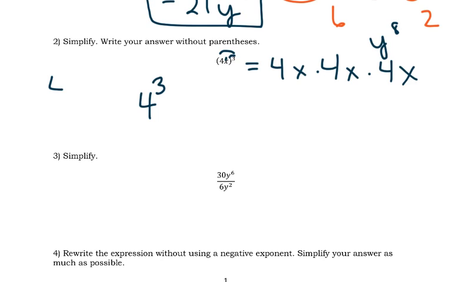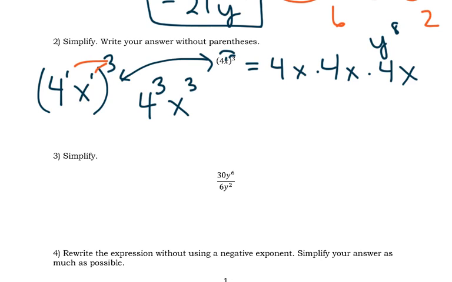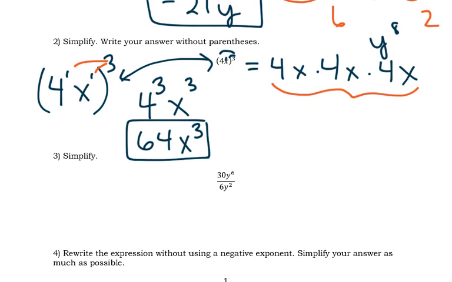So if I rewrite this a little bit bigger, this is what it's equivalent to. And so you multiply the exponents. The 1 times 3 gives me 4 to the third, and then 1 times 3 on the exponent gives me x to the third. Then you want to simplify further, so 4 to the third is 64, and then I have x to the third. And if you go back to what we originally started with, you'll see you get the same answer.